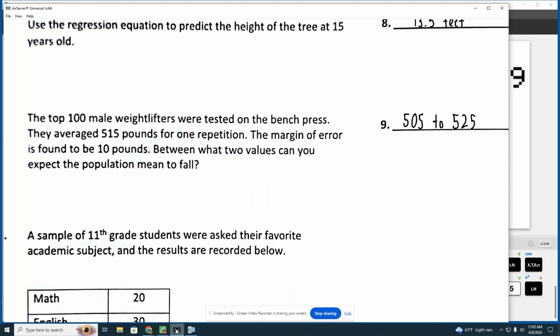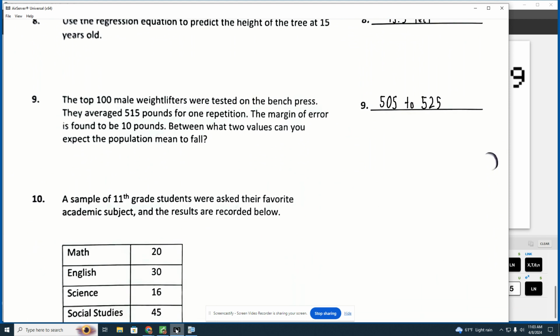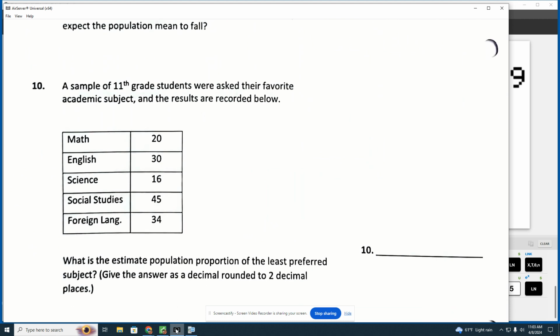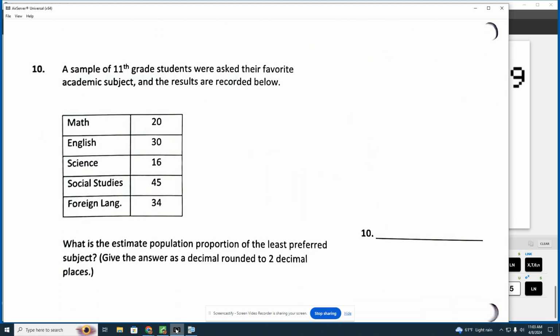You better not. Last problem on this side, ask about the population proportion of your least preferred subject. So let's start with that. What is my least preferred subject? Math. Nope. It's science on here. All right, it's science, 16.